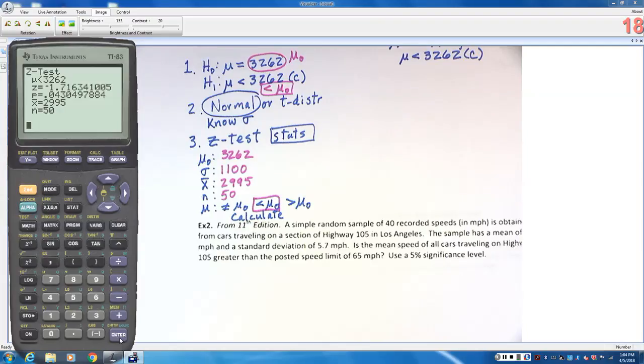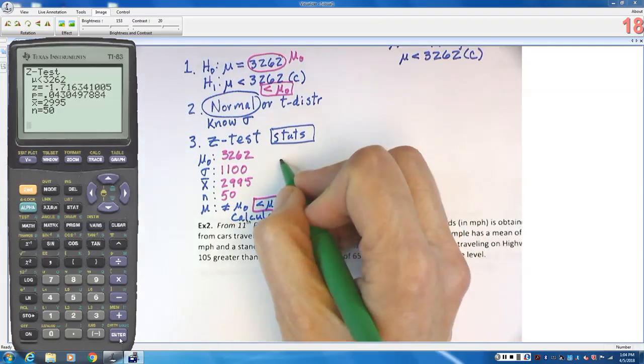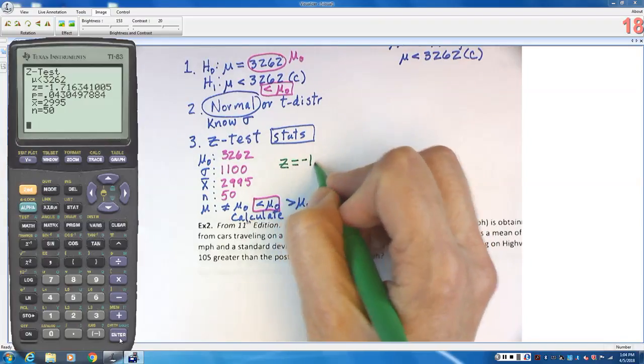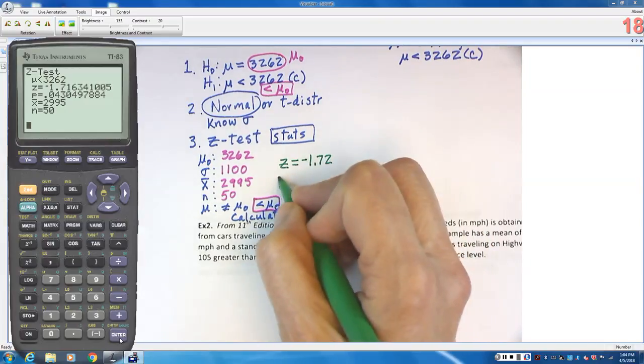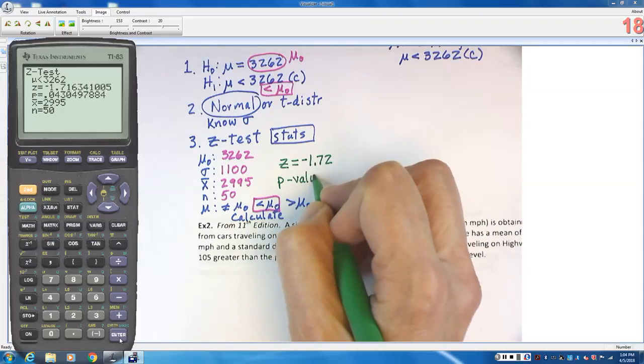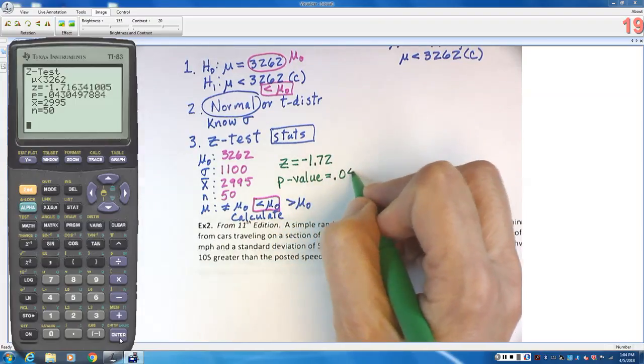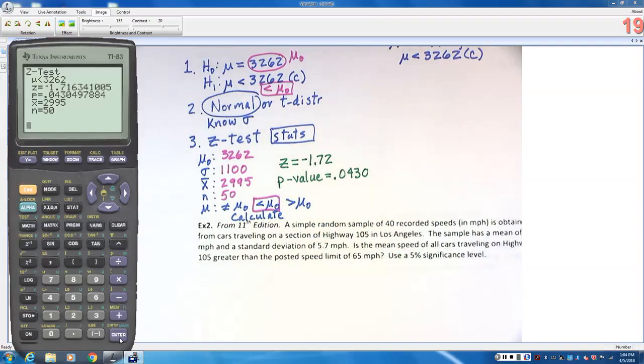So I want you to write to 2 decimal places. The test statistic is next. It's negative 1.72, and here's the p-value. I want you to write the p-value to 4 places, 0.043. Well, this one stopped at 3, but if it's a 0 for the 4th place, you can leave that off. And then it reminds you what you put in for x bar. You don't need to write that down, and n is 50. It reminds you of that stuff.